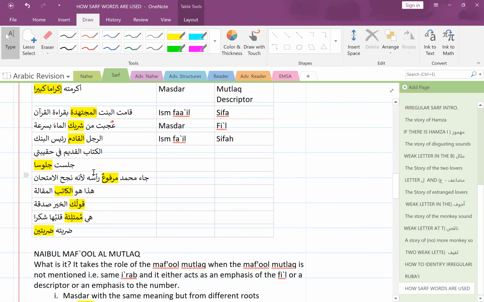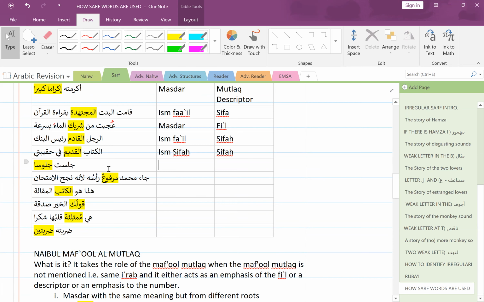الكتاب القديم في حقيبتي. I forgot to highlight this one. This is the word we're looking at. القديم. What kind of a word is that? اسم صفة. Yes, اسم صفة, because it matches like كريم, رشيد. And what is it doing? Most of the time, ism sifa is going to be describing something. So that should be the easiest one.